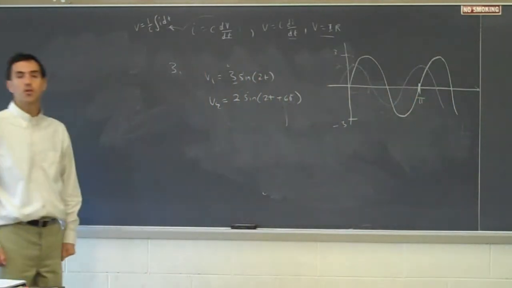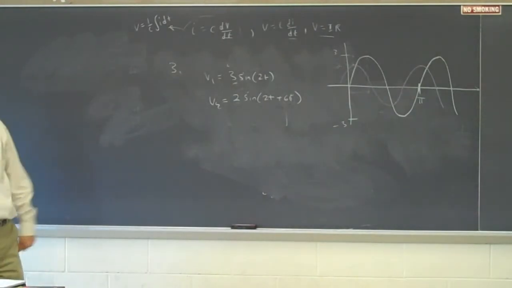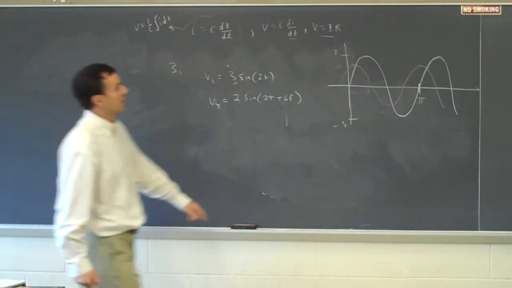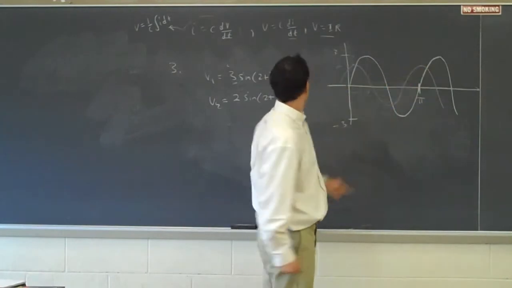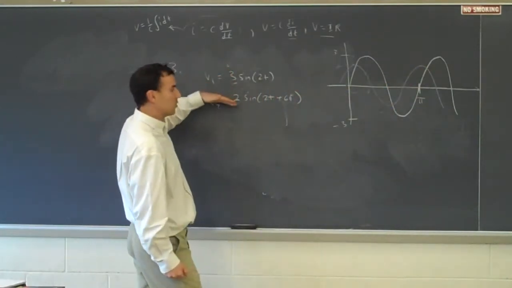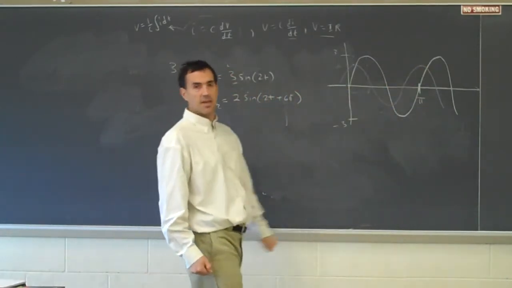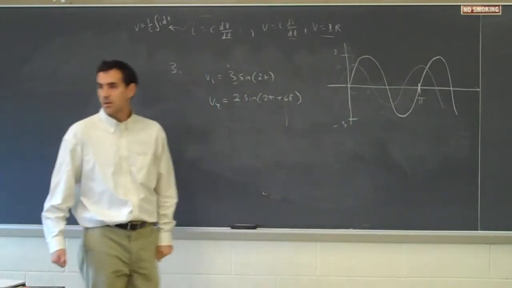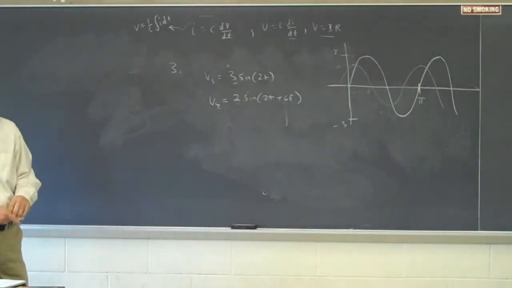So I've drawn 2 different voltages that might exist in the circuit. The original in white. The second has been reduced in magnitude and shifted in phase, and I've tried to capture close to that.